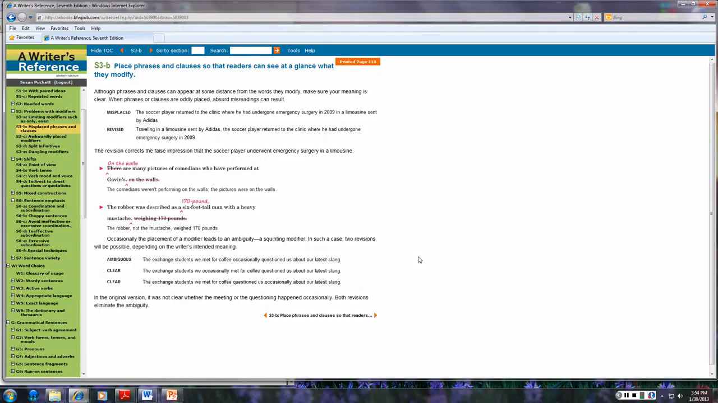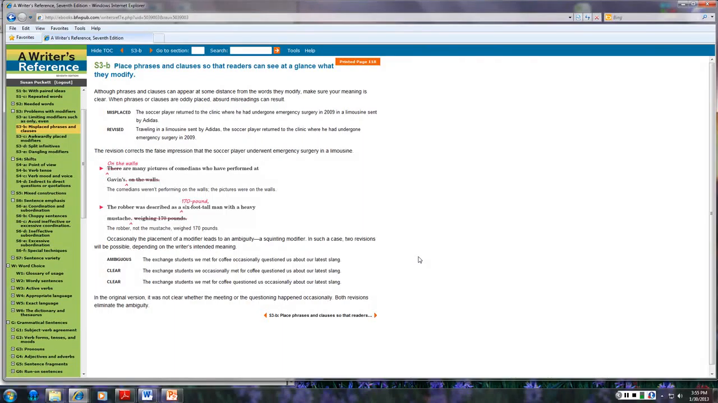The exchange students we met for coffee occasionally questioned us about our latest slang. It may be that the meaning is unclear. The exchange students we occasionally met for coffee questioned us about our latest slang. The exchange students we met for coffee questioned us occasionally. So, which meaning do you want? That they occasionally questioned or that we occasionally met? Where you place the modifier determines that.